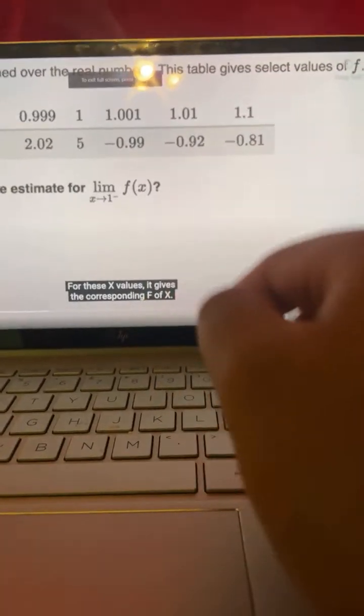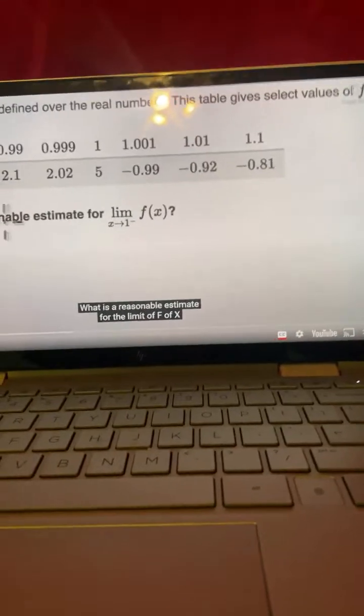Alright, I've returned back to this. Select values of f. We have our table here for these x.